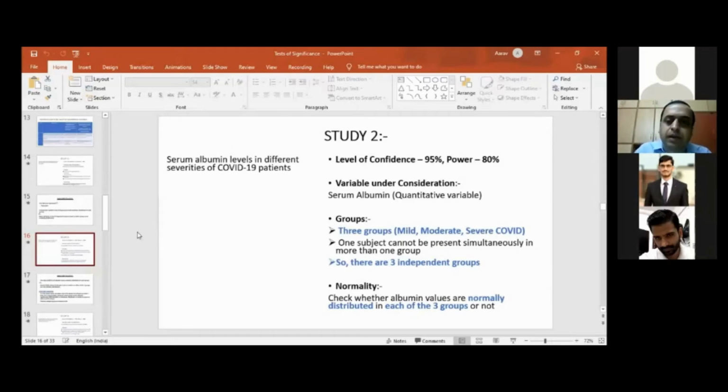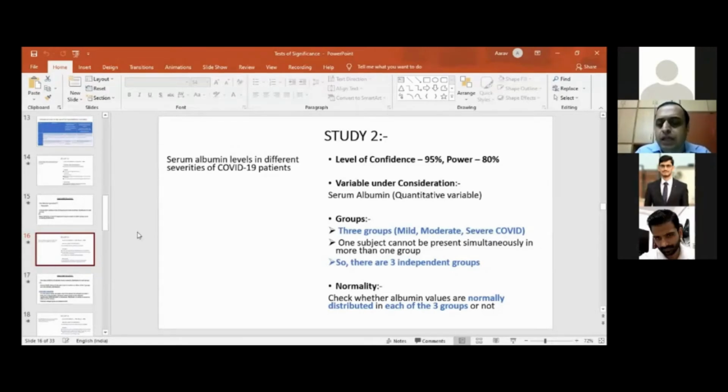Either the patient will be mild, moderate, or severe. It is not that the patient is mild, and from the next day jumps to moderate. No. Since this classification is based only on SpO2 at presentation, each patient will be in just one group and cannot jump to another group in analysis. So there are now three independent groups. In my previous example, there were two independent groups. Now we have three independent groups.